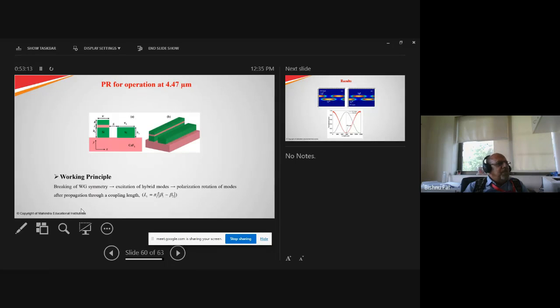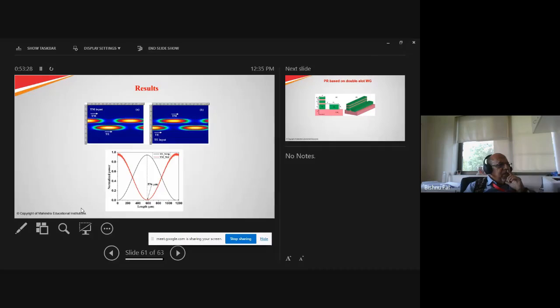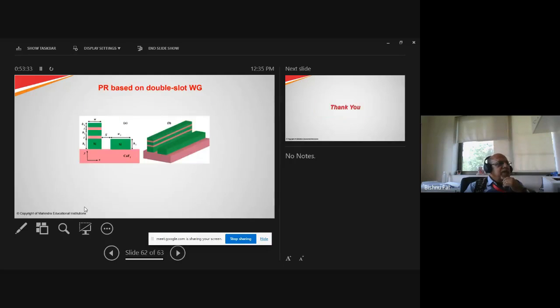These are relatively recent papers. The polarization rotator for 4.47 micrometer is a similar structure, a strip waveguide and a slot waveguide, but the parameters are to be suitably chosen to change the polarization state of the propagating light. This is the result shown for a polarization rotator that appeared in that paper. And this is another one on the double slot waveguide. We studied the efficiency of polarization rotation, which is better with a double slot waveguide.